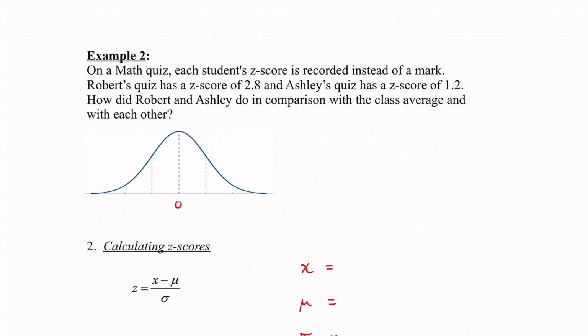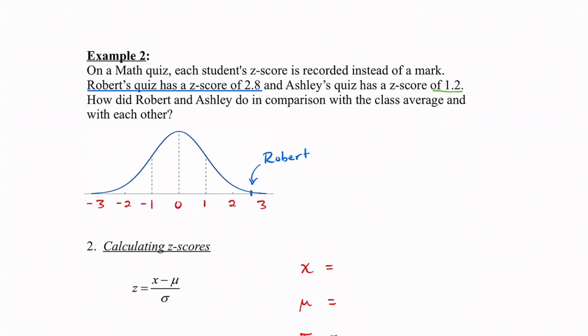So in the middle is 0, and then this is going to be 1 standard deviation, 2, and then 3. And then you could also go downwards as well, but we actually don't have any negative z-scores that we're dealing with. So let's plot Robert's z-score first. His z-score was 2.8, so that is quite close to 3. So I'm going to put a little mark in here. That is where Robert's z-score is.